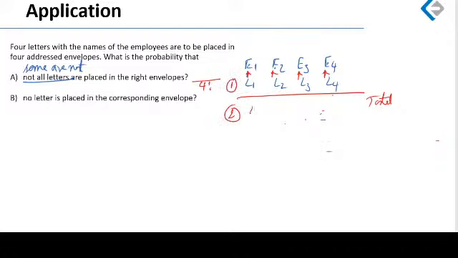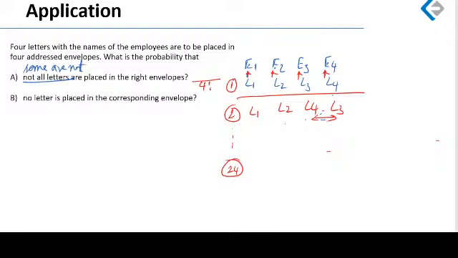One of the incorrect ways can be: letter 1 and letter 2 are fine, but letter 4 and letter 3 are interchanged. These 2 letters got interchanged. Now, is this wrong? Yes, because some letters are not placed in the right envelope. These are the 2 letters which are not placed in the right envelope. So 2, 3 like this. You can write the 24th outcome. There are 24 such outcomes which are possible, right?